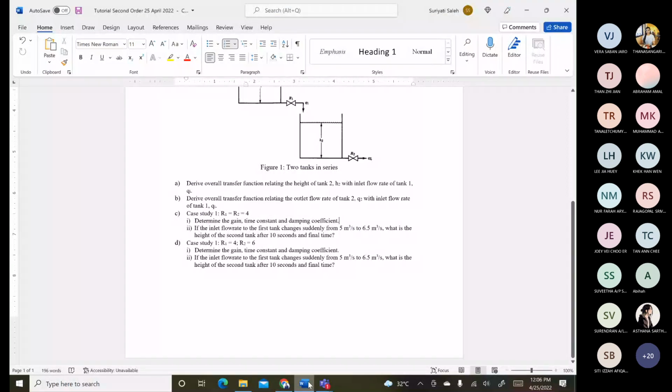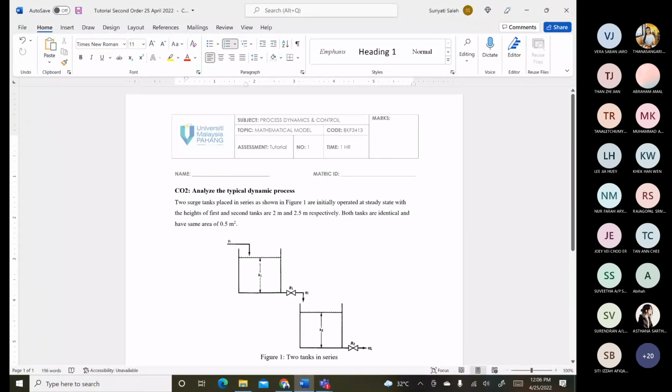So this is the topic for today, which is we want to analyze the typical dynamic process for the second order. This document, tutorial second order 25th April 2022, can be downloaded in the Google Classroom. So you may download and refer to this document.